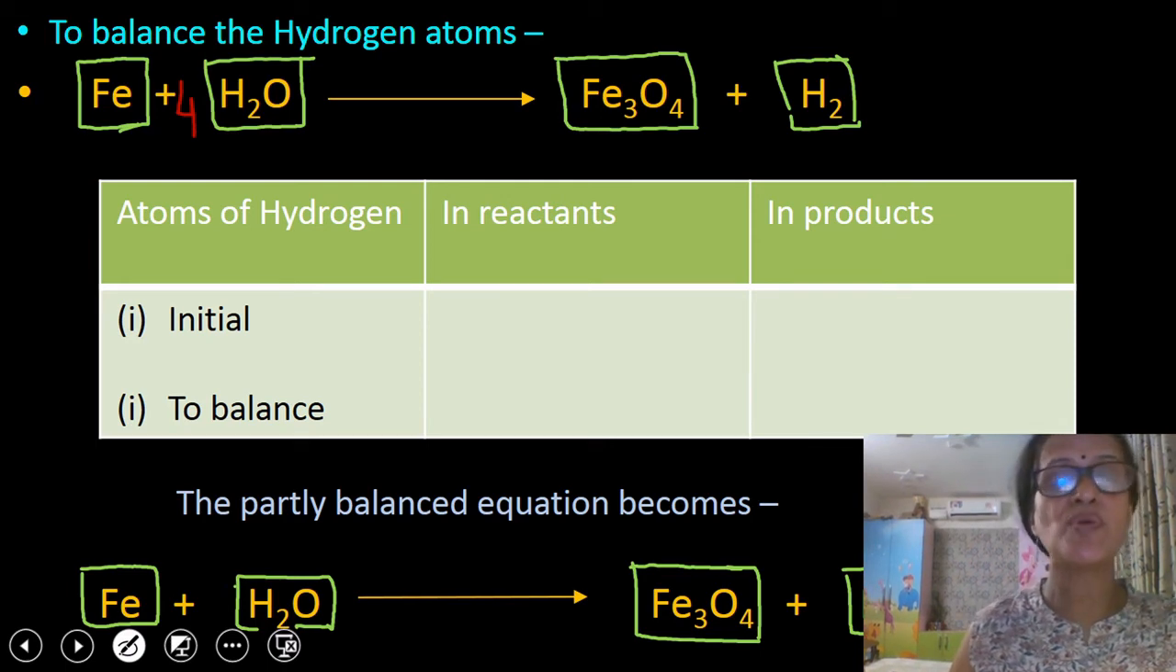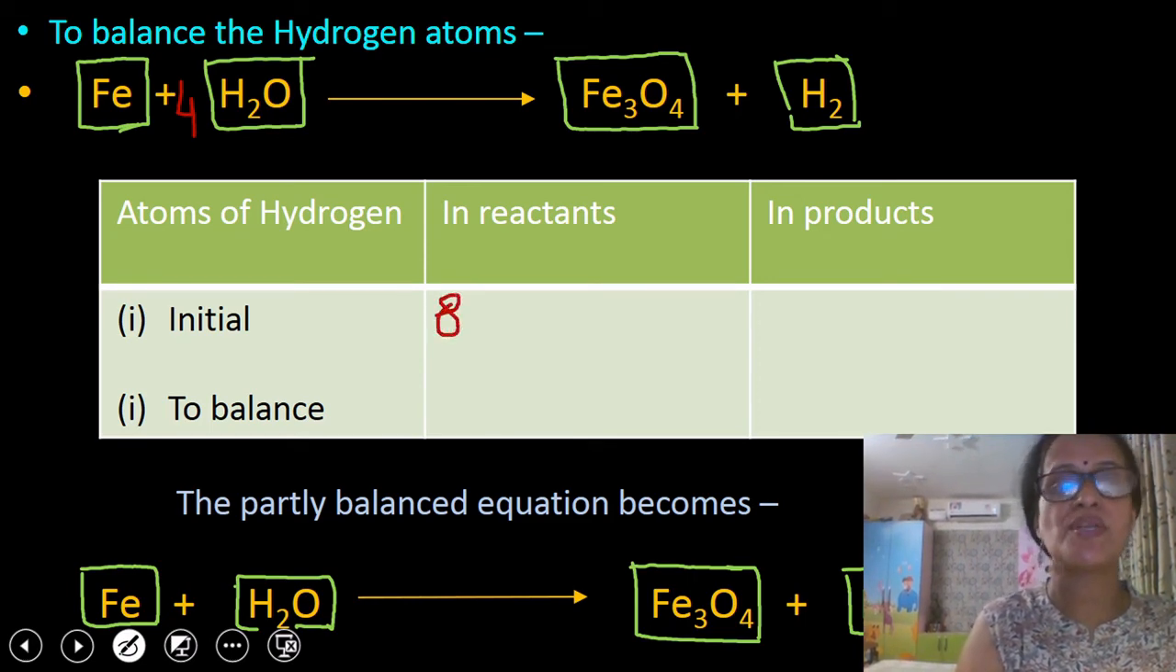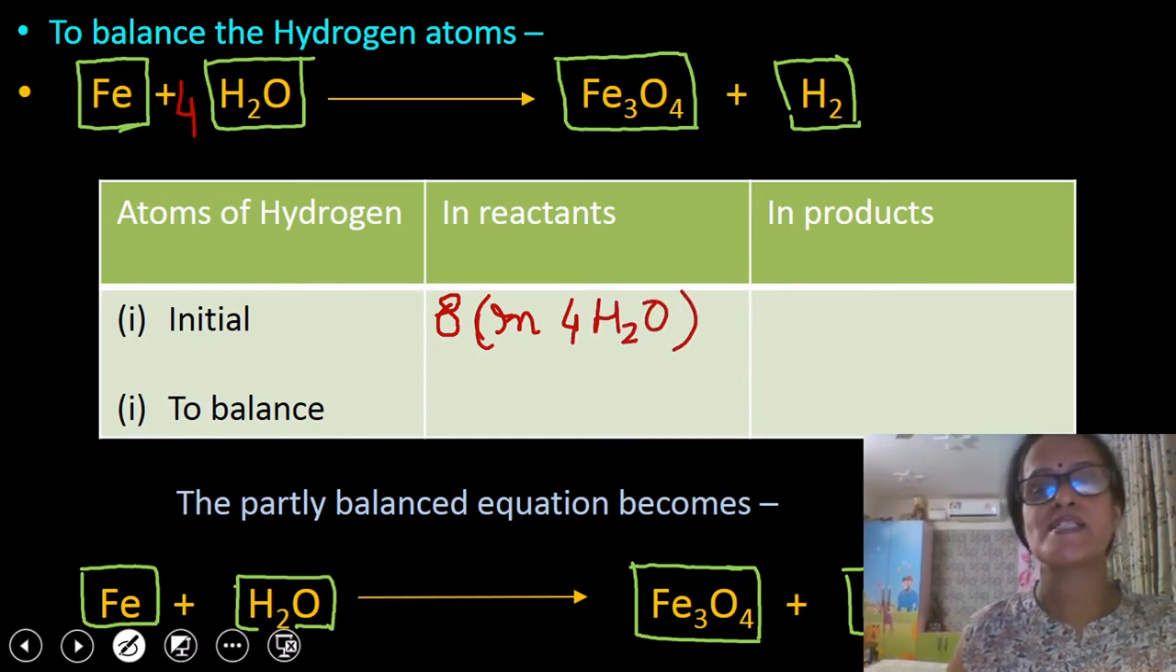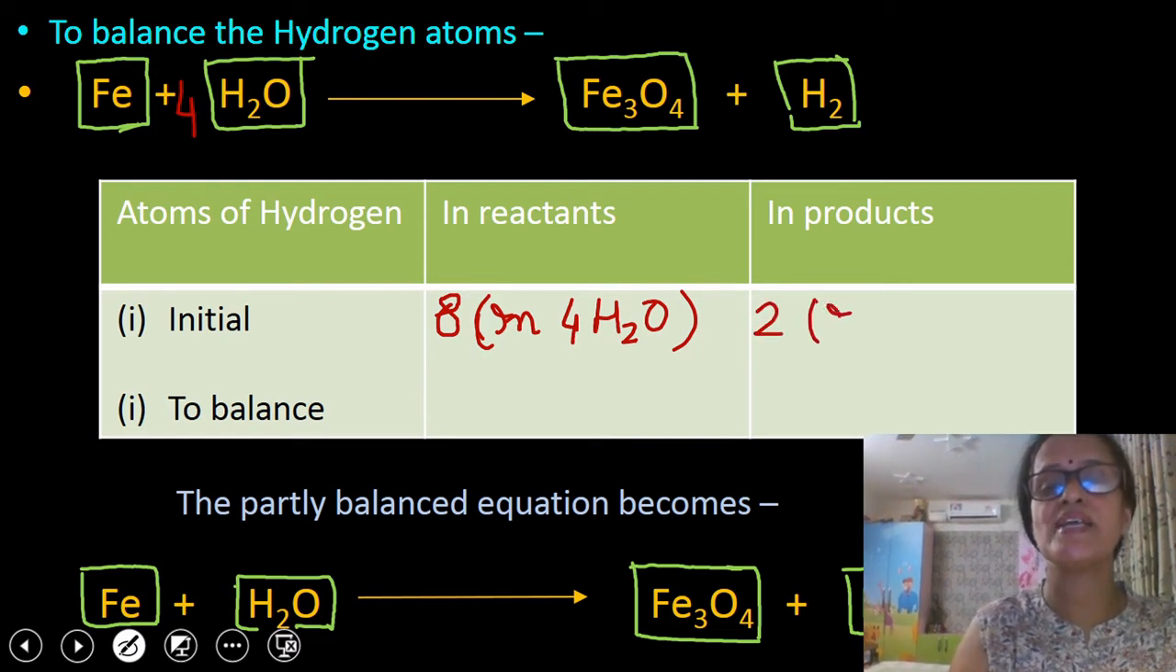So students, now you can see that in reactant side we have 8 atoms of hydrogen initially in the partly balanced equation. 8 atoms of hydrogen are present in 4H2O. I hope it is clear to you. Now look at the product side. In product side, you have only 2 atoms of hydrogen in H2.